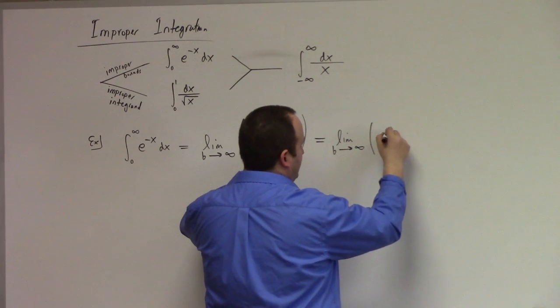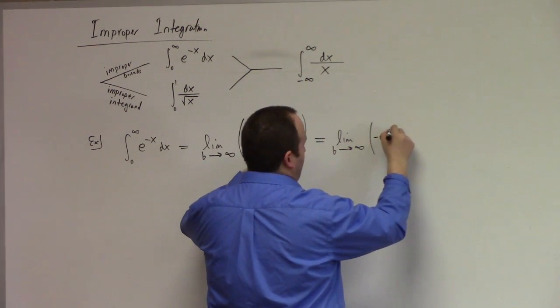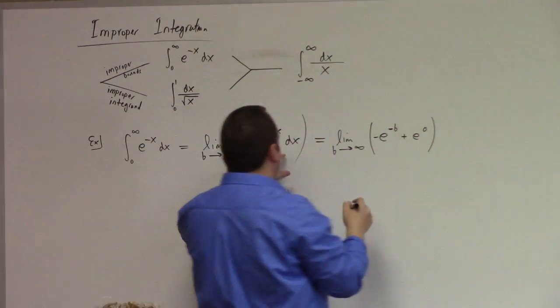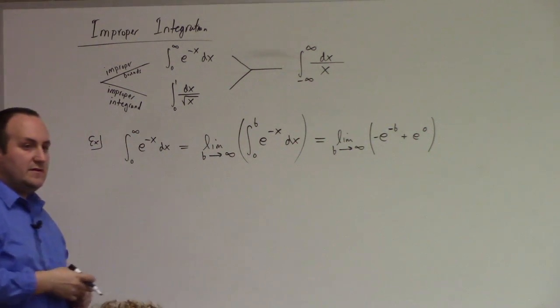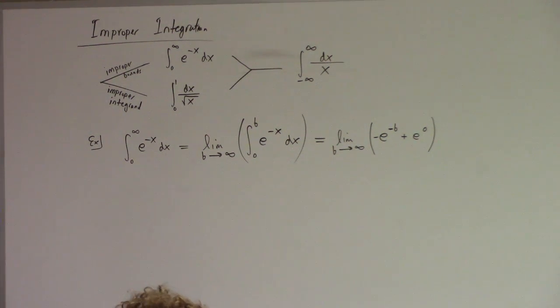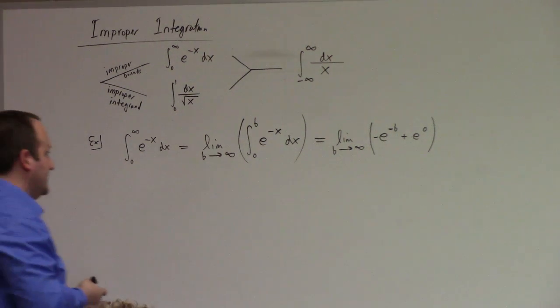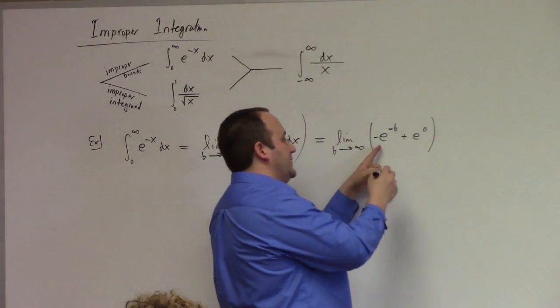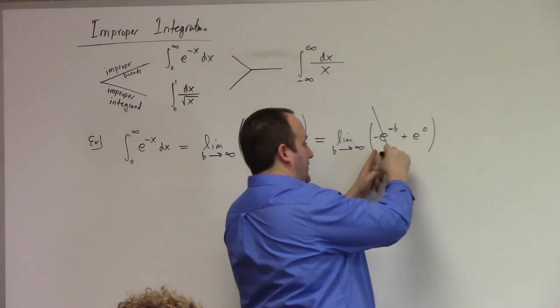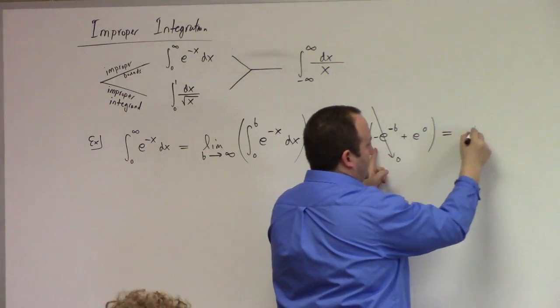That's minus e to the minus b plus e to the 0, because minus e to the minus x is an antiderivative, and I can do the fundamental theorem of calculus, part 2. Right? You guys with me? This integral we can do. These limits we can take. What's the limit as b goes to infinity of e to the minus b? 0. So this is 1.